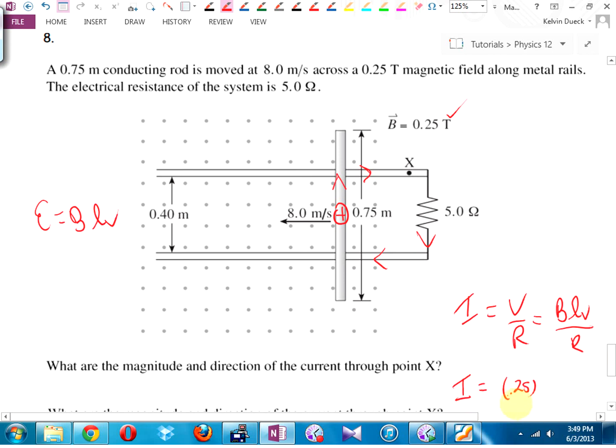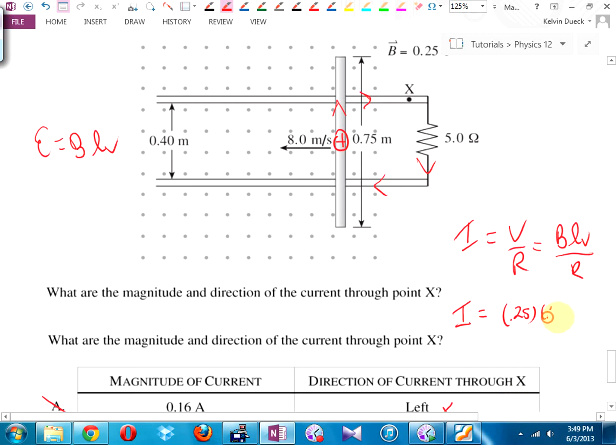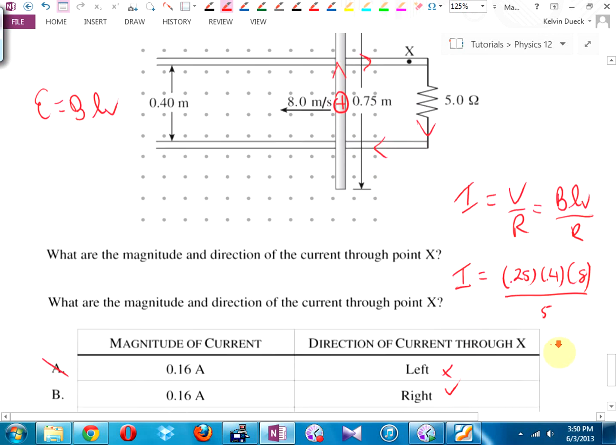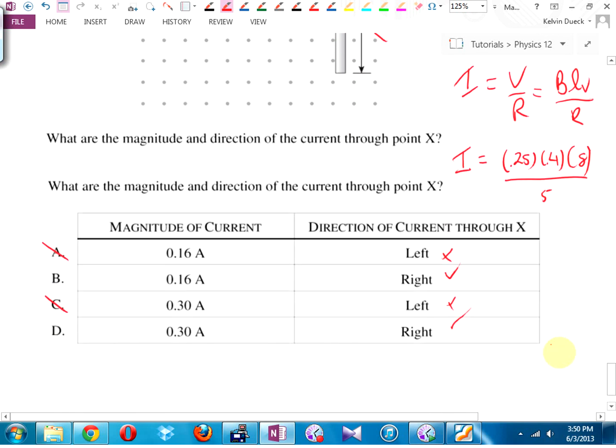Really, the trickiest part is picking the right L. 0.4, because 8, how many meters per second are there in the question? Divided by 5. And that should give you 0.16. Is the answer B? I hope it is.